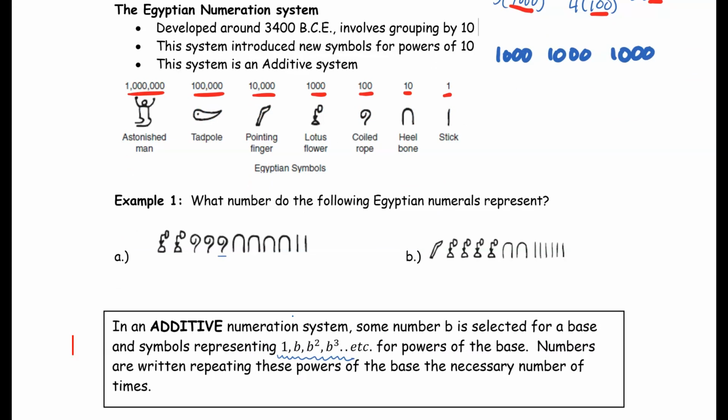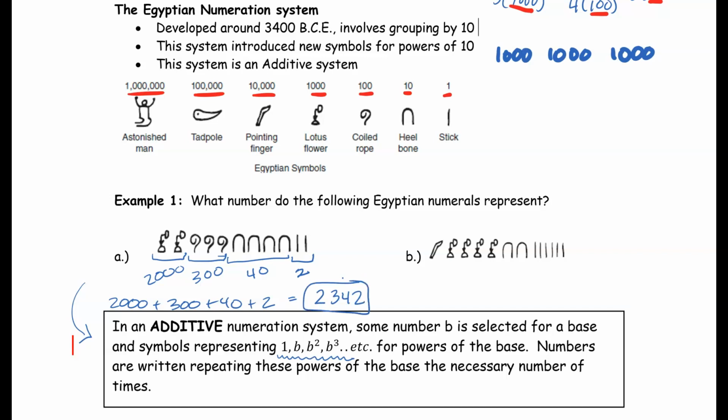So for this first example, you can just look at the chart with the pictures. The lotus flower is 1,000. So if you have 2 of those, it looks like we've got 2,000. We've got 3 hooks, so 300. Looks like we've got 4 heel bones, which are worth 10 each, so that would be 40, and then 2 sticks, which are 1 each, so that would be 2. So we could write it out: 2,000 plus 300 plus 40 plus 2. We're calling this an additive system, as it explains in the box below, but we're basically just adding up all of the different values of each of those symbols. And so that gives us the number 2,342.